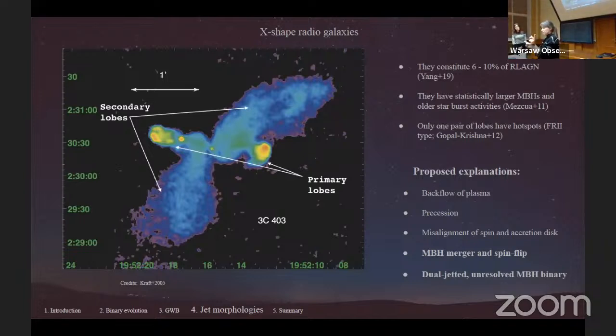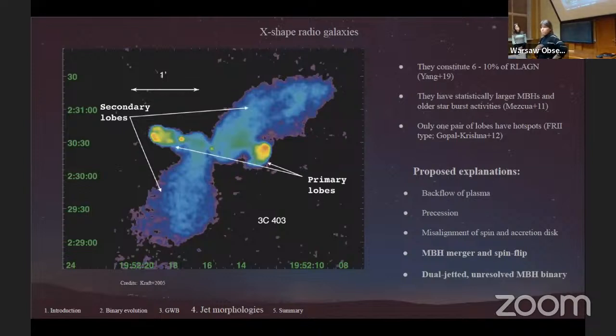I'm confused now. The black hole is inside, and the jet is like... But there are two black holes, right? Yes. So we assume that the jets are along the spin axis of the black hole. And the angular momentum of the disk is not related to the jet direction.